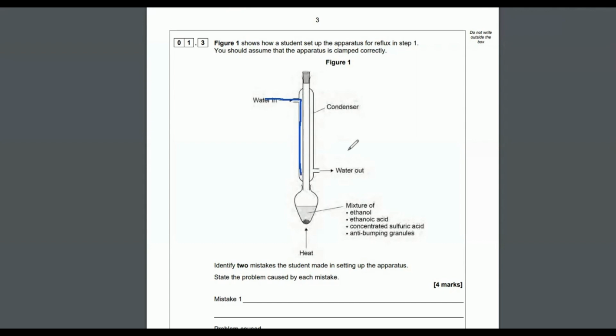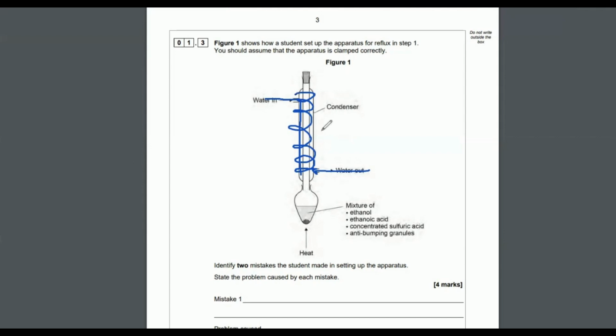Generally, you want the water to come in from the bottom on all condensers. You want the water to come in from the lower point and push up to the higher point. The idea is if the water comes in here, it will completely fill the condenser. And what you'll get there is an efficient transfer of heat energy from the vapor to the water. And that means that you're going to get a more efficient heat transfer. Your vapor is going to condense better, basically.